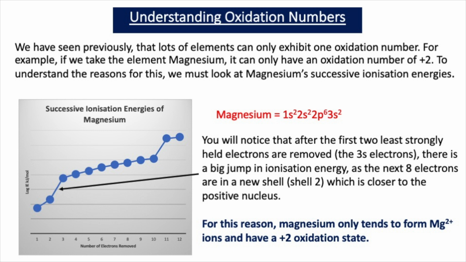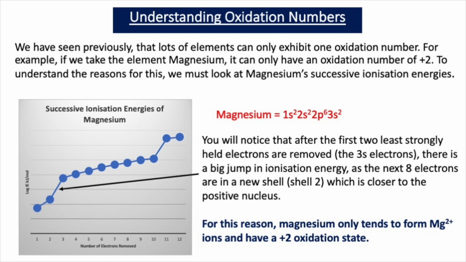To understand why this is the case, we must look at magnesium's successive ionization energies. Ionization energy is the minimum amount of energy required to remove an electron in its ground state from a gaseous atom. Here we've plotted ionization energy against the number of electrons removed for magnesium. Magnesium has an electron configuration of 1s2, 2s2, 2p6, 3s2. It's an s block element because the last two electrons are being filled in s orbitals.